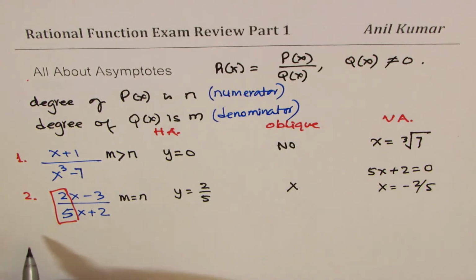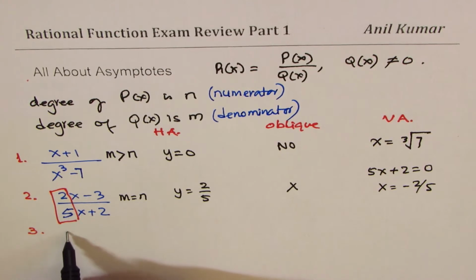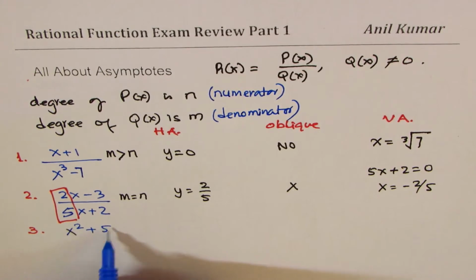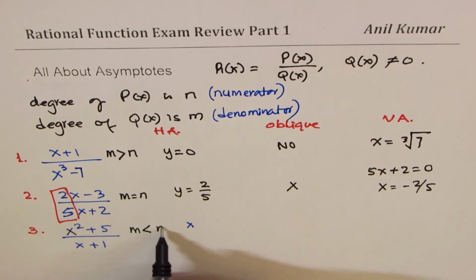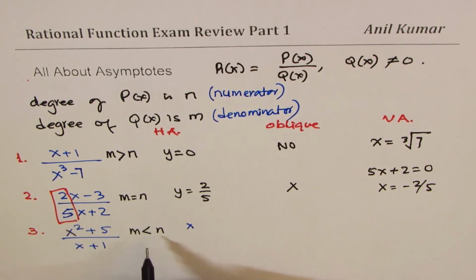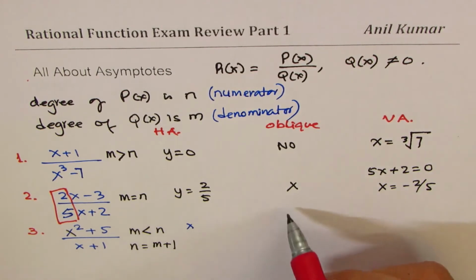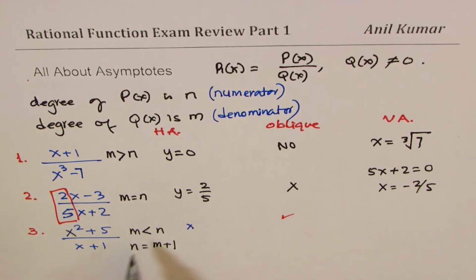Let's take another example. And in example 3, I will take a case where degree of numerator is higher. Okay, so let's take x squared plus 5 over, let us say, x plus 1. Is it okay? Now, since that is the case, we do not have horizontal asymptote. In this case, the degree of denominator is lower than the numerator. In fact, what we see here is that numerator degree is denominator plus 1, and that is the case when you have oblique asymptote. How do we find it?